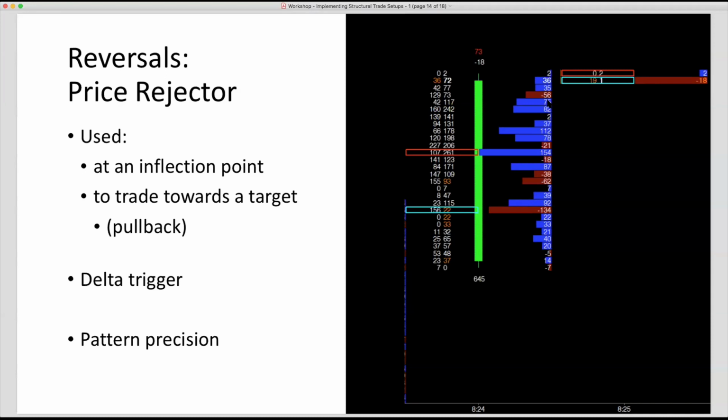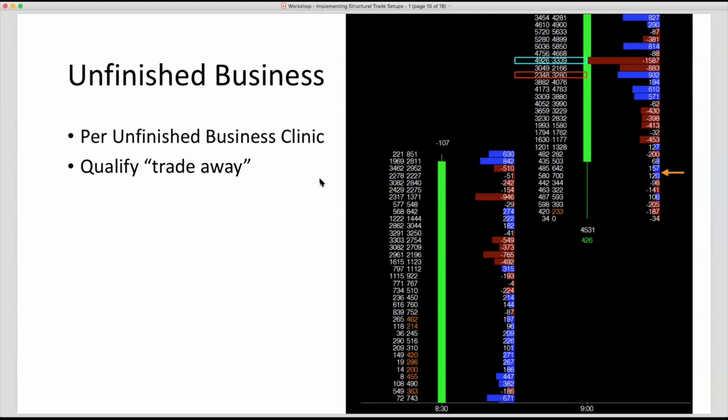And that's why, while I will use tools to highlight it, it's important as well to be able to read the raw data to take a finer view of what's going on. If we put hard filtered rules on here, we can miss some usable occurrences. So that's the price rejector. Unfinished business.